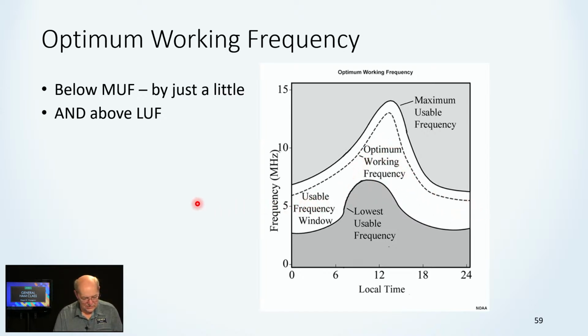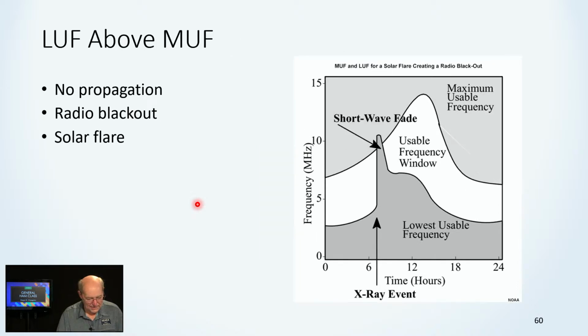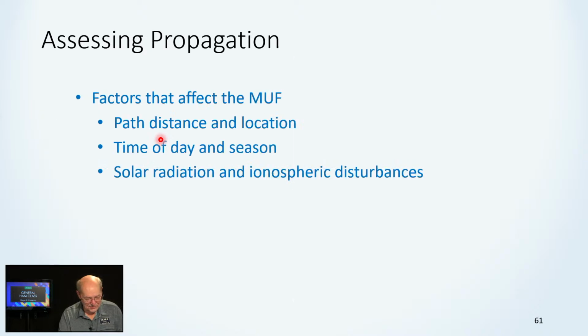The temperature of Goldilocks' porridge. Now here's a really weird thing. This actually can happen. So what if the LUF, lowest usable frequency, is above the MUF, maximum usable frequency? Well, guess what? There's going to be no communication possible. That's a radio blackout. And this can happen as a result of a solar flare. Solar flare? How about a solar flare? I like to make up words.